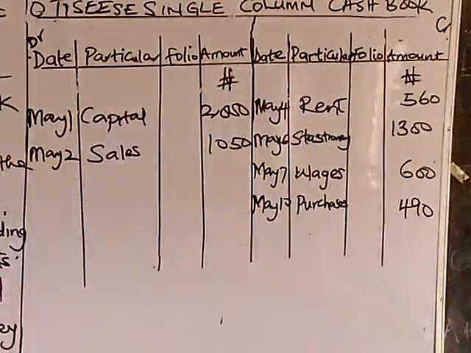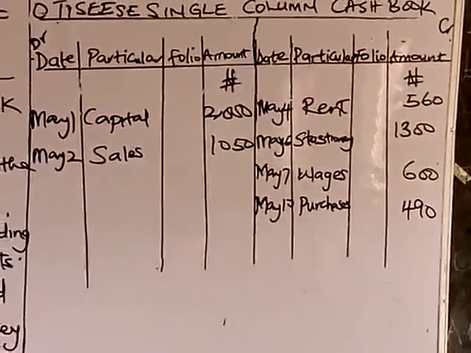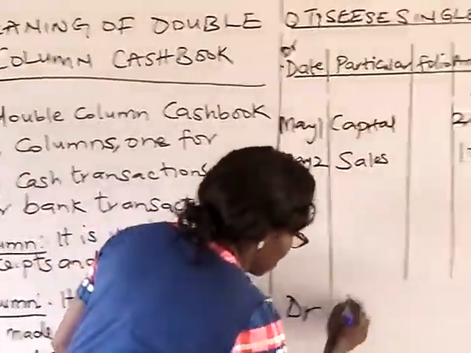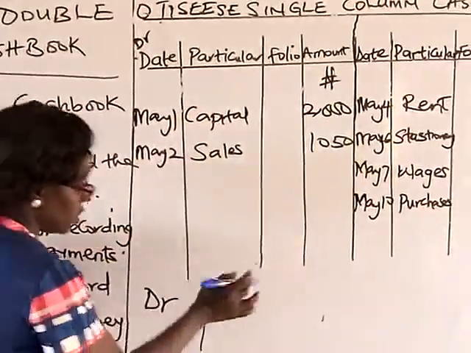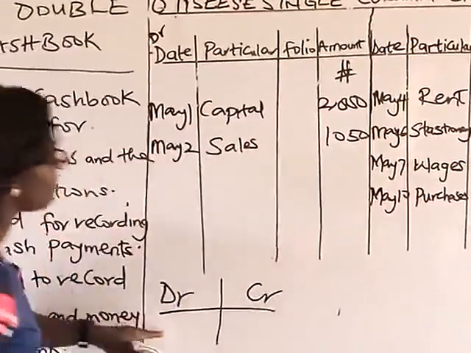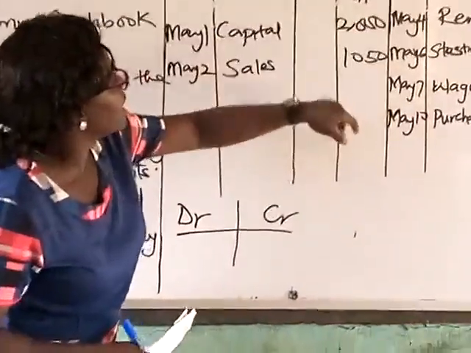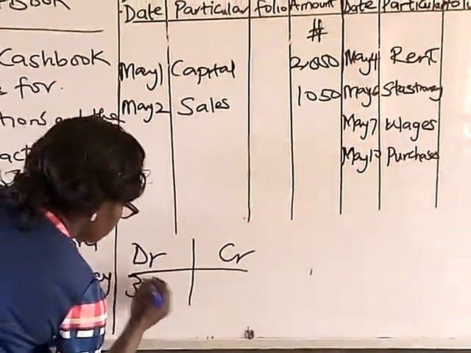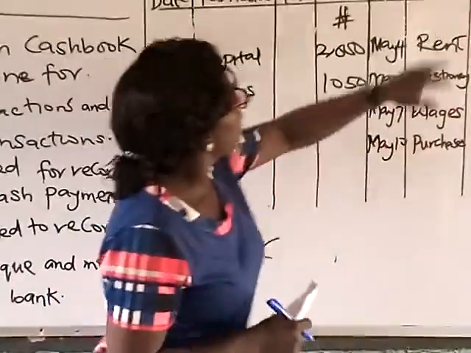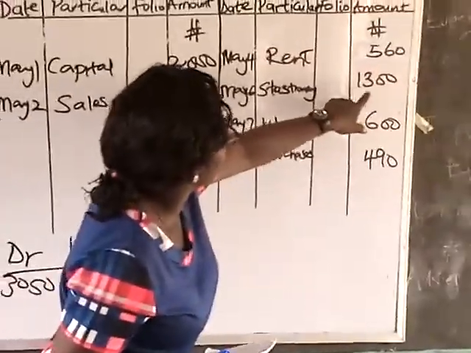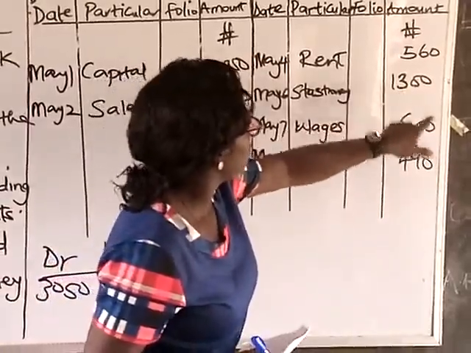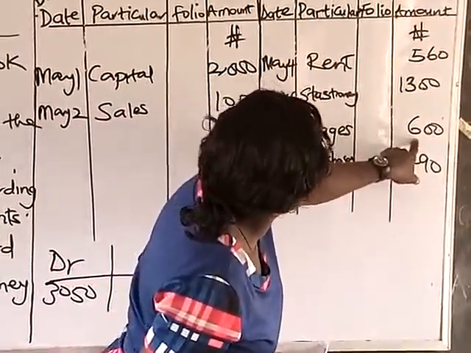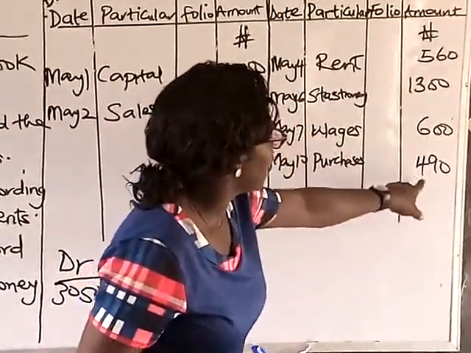490 naira. After we have posted all the items, the next thing for us to do is the calculation. So we calculate the amount that we are having under the debit side. We find a rough sheet to do the calculation. For our debit side, we are going to add the amounts: 2,000 plus 1,050 naira, we have 3,050. On the credit side, 560 plus 1,300, we have 1,860, plus 600, 2,460, then plus 490.